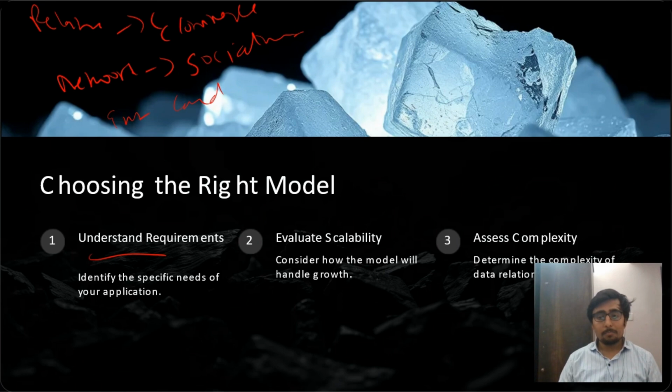So let's summarize it. The hierarchical model is best for fixed parent child relationships. On the other hand, the network model handles complex many to many relationships, and the relational model is the most widely used, with flexible structured data. And last but not the least, the object oriented model is ideal for complex real world projects. Choosing the right database model depends on your project needs, and understanding these models will help you optimize performance and scalability.